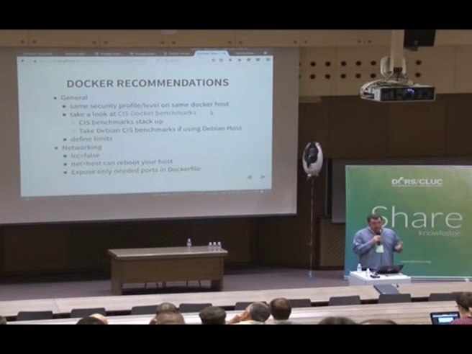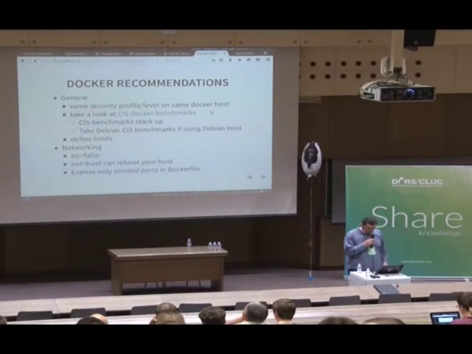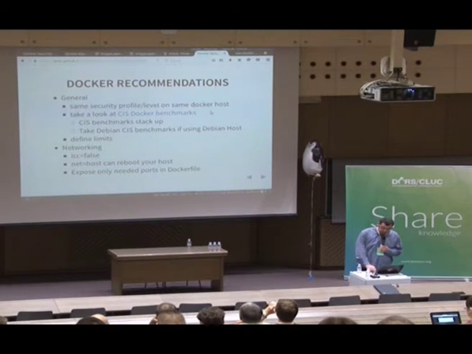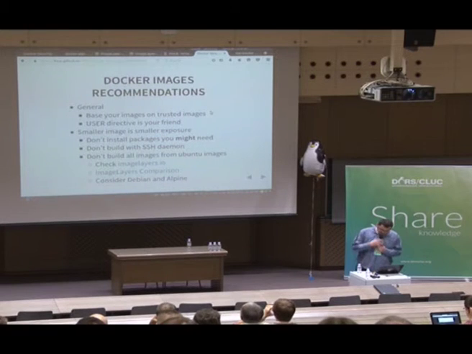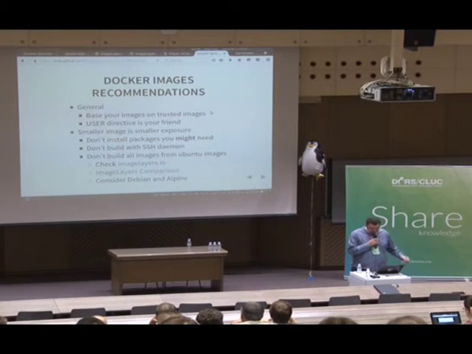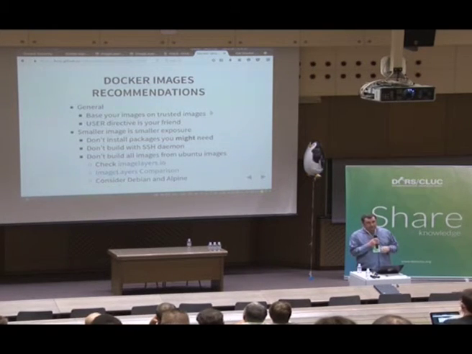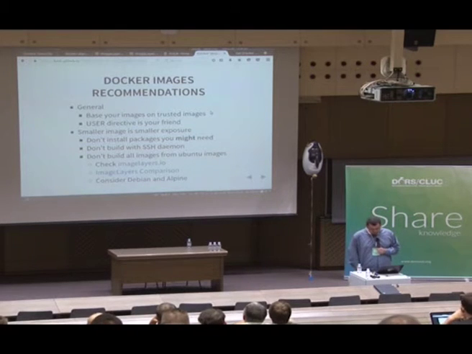So in short, that's why if you're running with ICC, then if you expose only needed ports in Docker file, that means actually the security will get much better, right? Regarding the images, I will definitely recommend to base your images on trusted images, and also use the user directive, right? If you don't use the user directive, that means usually everything inside the container will run as root. That's something which we want to minimize.